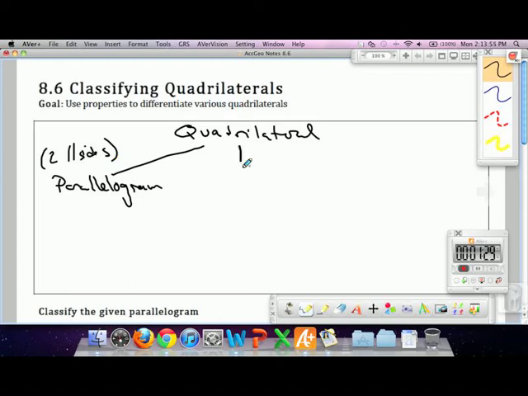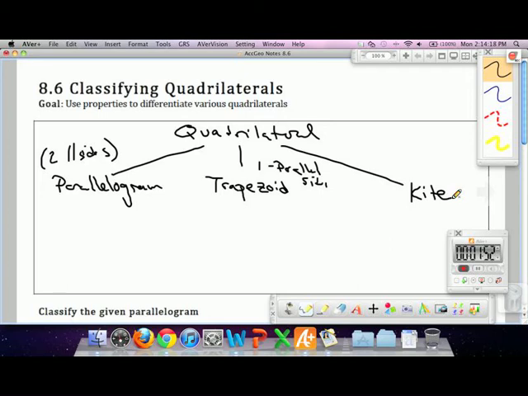There's the trapezoid family, where there's 1 pair of parallel sides. And then we also had the kite family, where there are no parallel sides, but 2 pairs of congruent sides. We didn't have any special kinds of kites. You're either a kite or you weren't.